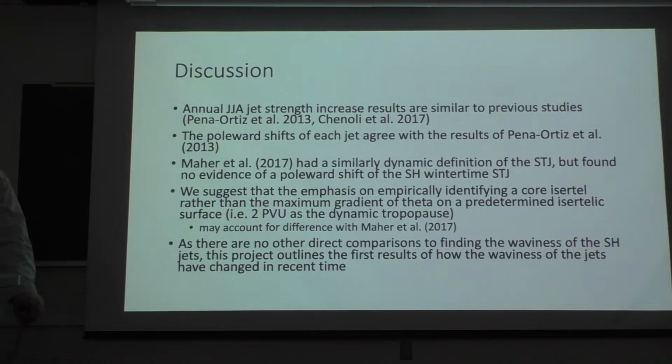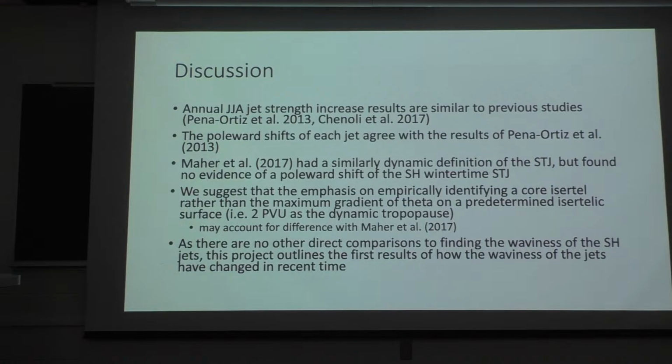In the discussion part, the annual June, July, August jet strength increase results are similar to previous studies, and the poleward shifts of each jet agree with the previous results as well. Maher had a similarly dynamic definition of the subtropical jet, but found no evidence of a poleward shift of the Southern Hemisphere wintertime subtropical jet.